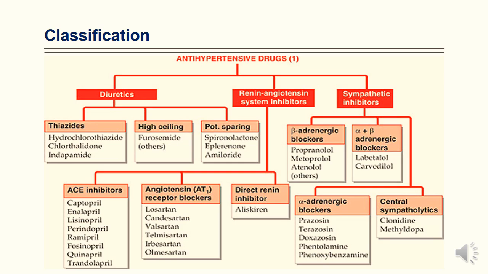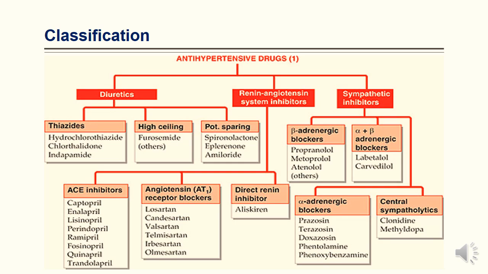ACE inhibitors are also responsible for the prevention of the breakdown of bradykinin, a peptide that increases the production of nitric oxide and prostacyclin by the blood vessels. Both nitric oxide and prostacyclin are potent vasodilators.